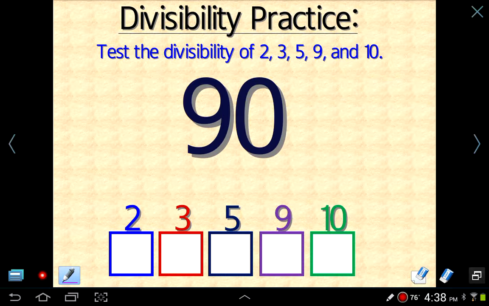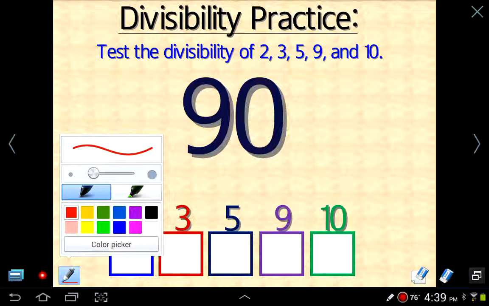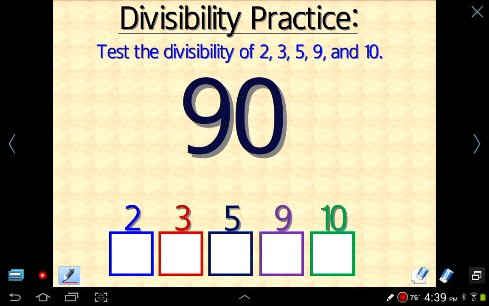90, let's check this one out. Does 2 go into it? All right. 90, does 2 go into it? Let's check this out. Does 2? Oh yeah, it does. It ends in a 0. Holy cow. So this would be yes. You bet it is. All right. And while I'm at it, it ends in a 0.